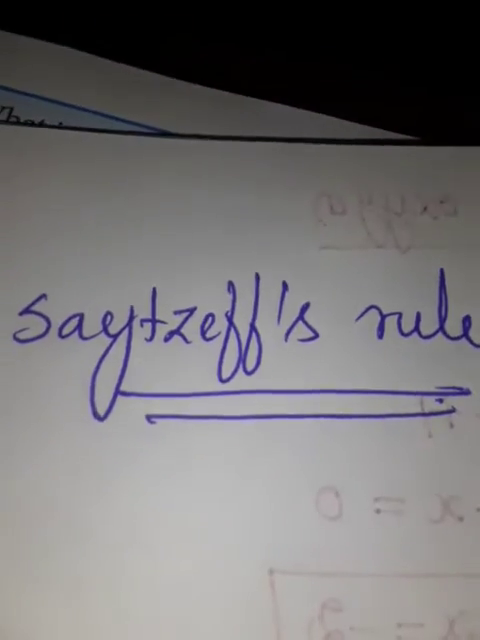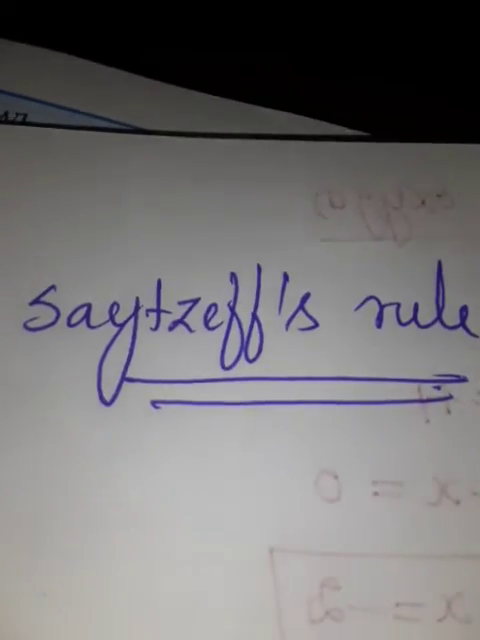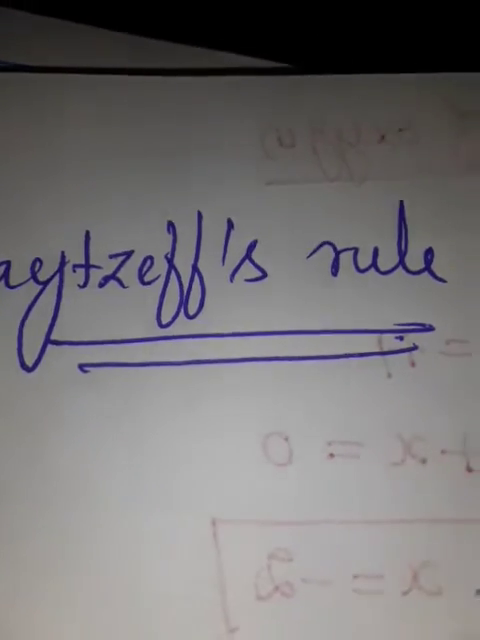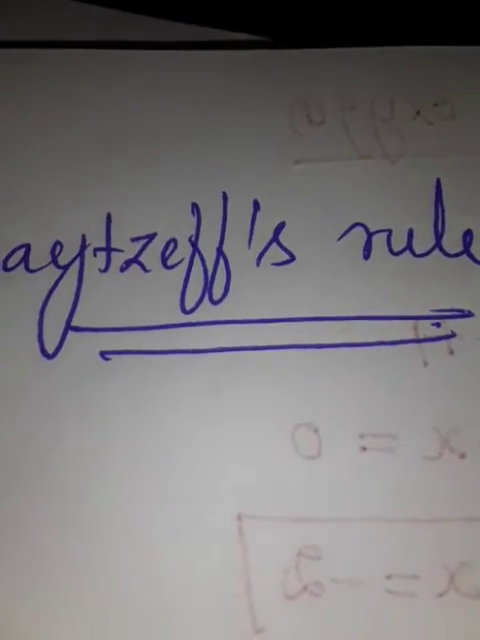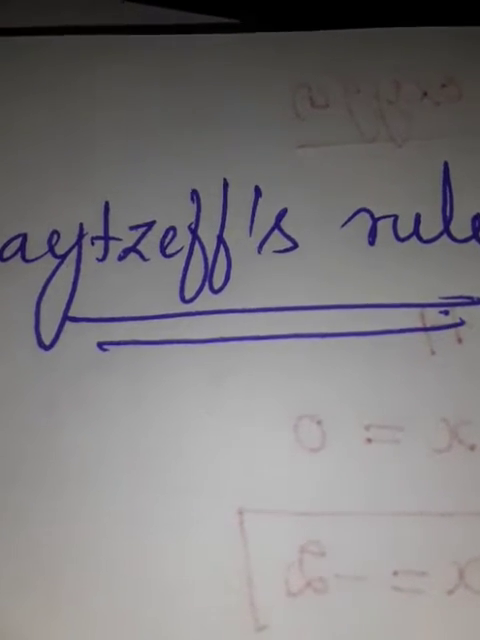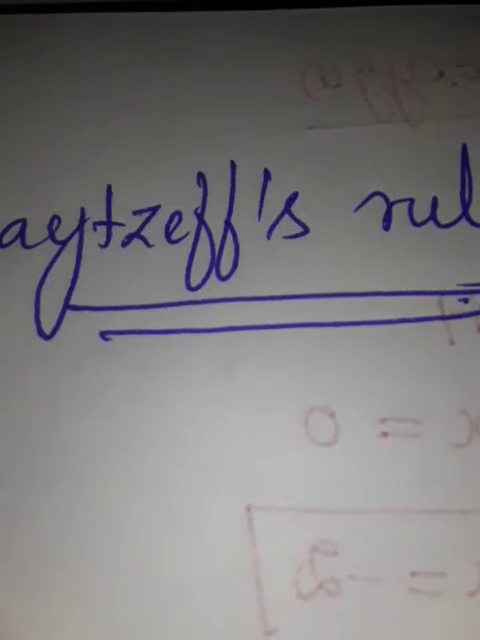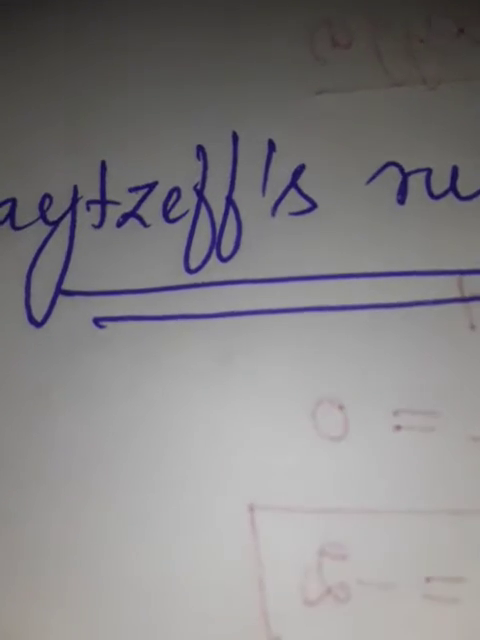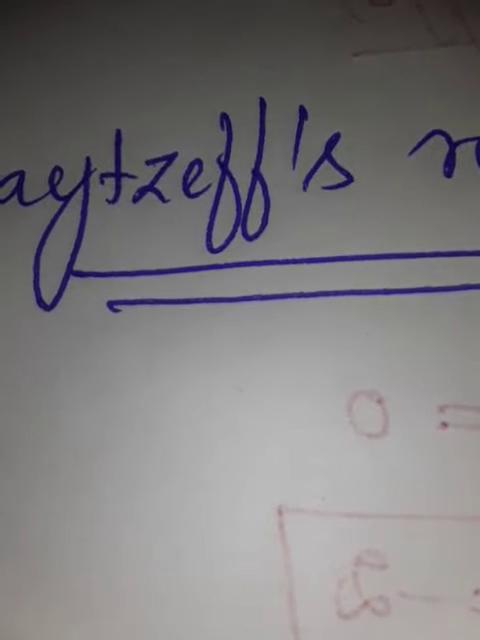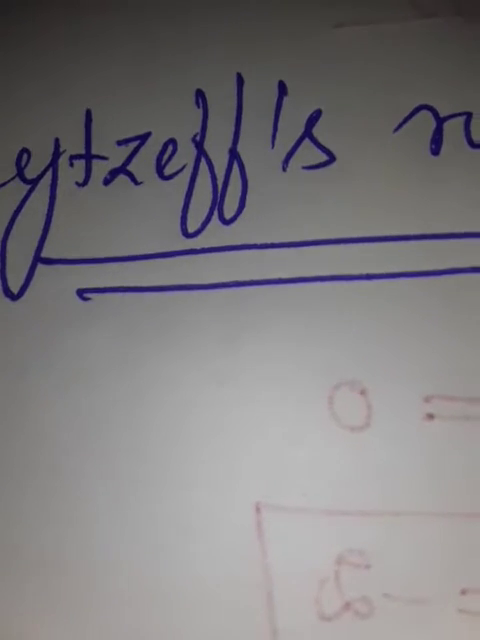Next, we are going to learn about a rule, Zaitsev's rule. Here also, dehydration is followed, that is intramolecular dehydration. Intramolecular means within the molecule, the water molecule is removed from the same molecule. That is called intramolecular dehydration. Here, there is a possibility of forming a carbon-carbon double bond at different locations.